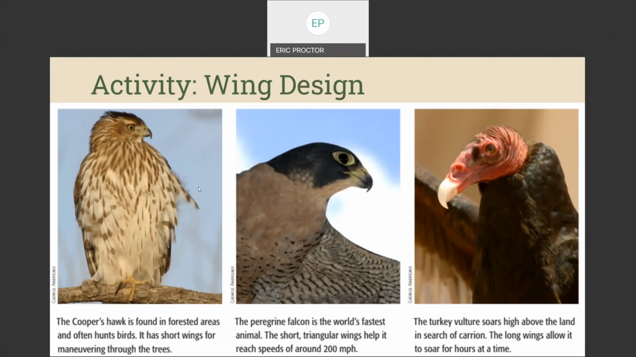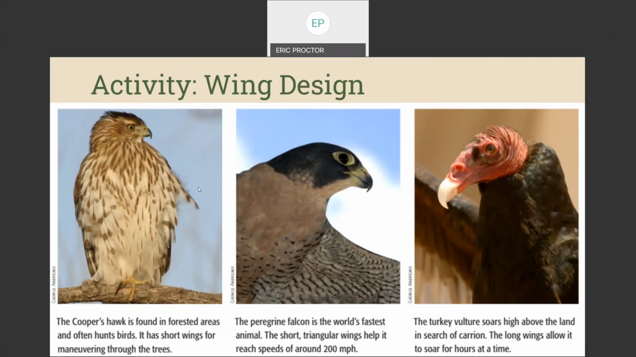And on the right-hand side, you see a turkey vulture. Turkey vultures are known for soaring high above the land in search of their food source, which is carrion or dead animals. They have really long wings. The long wings allow them to get more lift, which allows them to soar without expending as much energy.